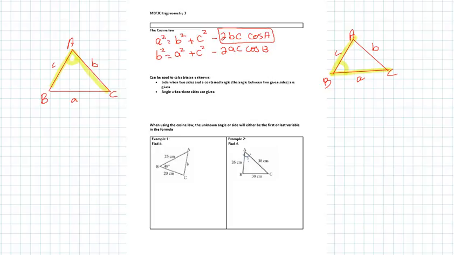Now what if I have this? Now, side B is given, side A is given, and angle C. What would my formula be? C squared equals B squared plus A squared. Doesn't matter which one goes first. And minus 2AB cosine C.